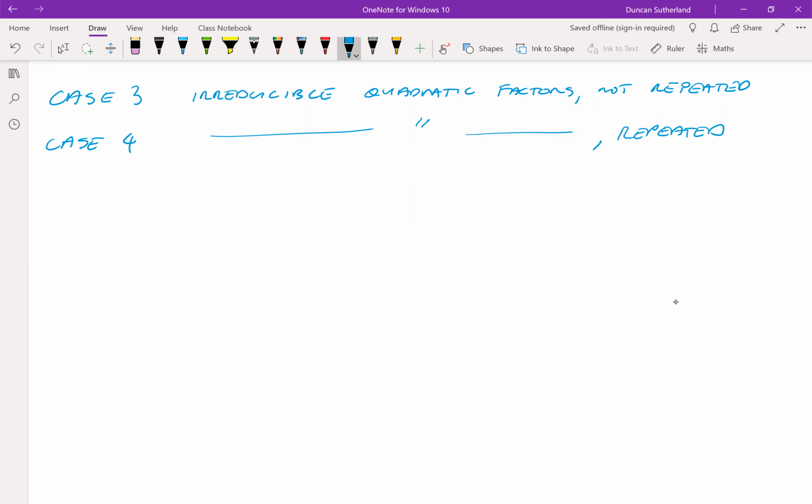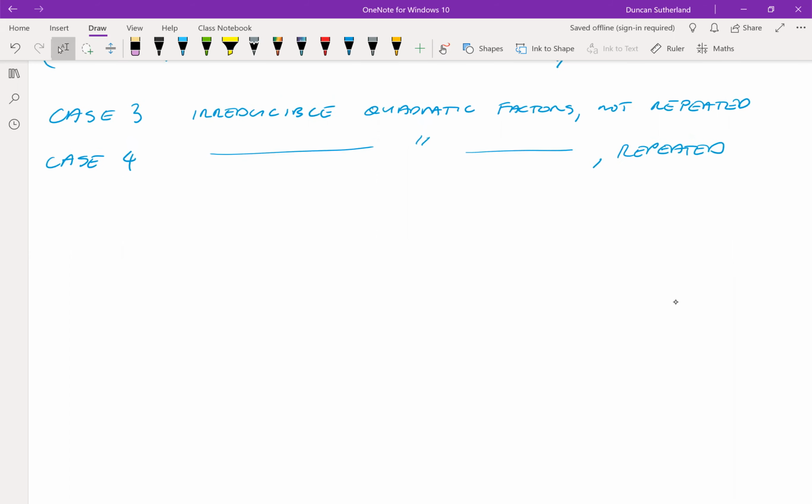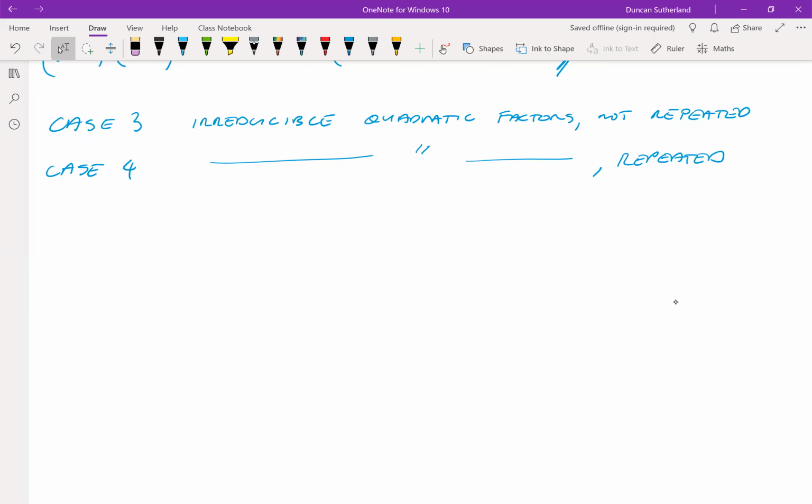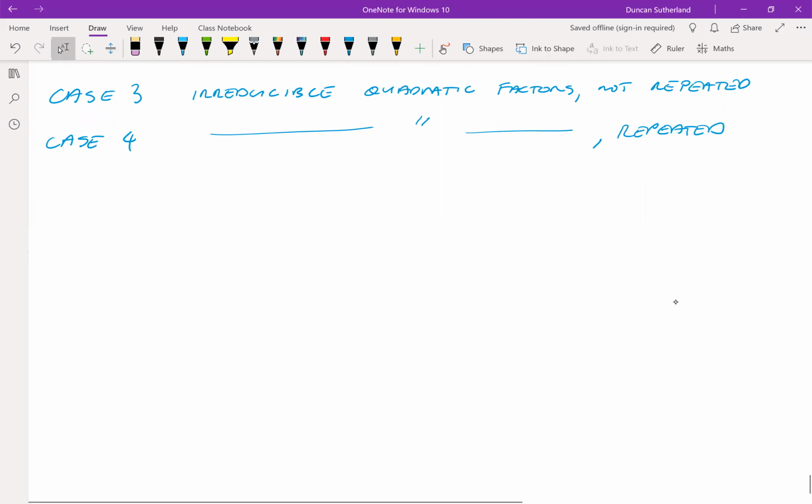Cases 3 and 4 are to do with irreducible quadratic factors. Case 3 is when they're not repeated, and case 4 is when they're repeated. So you saw previously linear factors, repeated and non-repeated. Now we're going to see what happens with quadratic factors. I'm just going to illustrate these by example. I'm not going to write out general formulae.